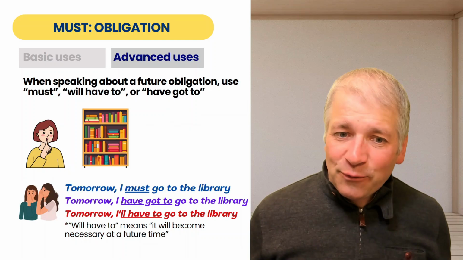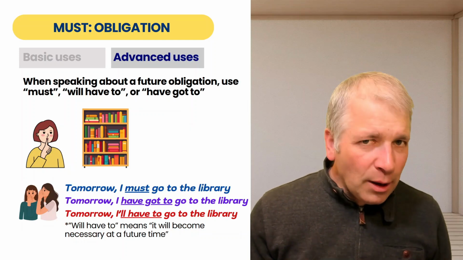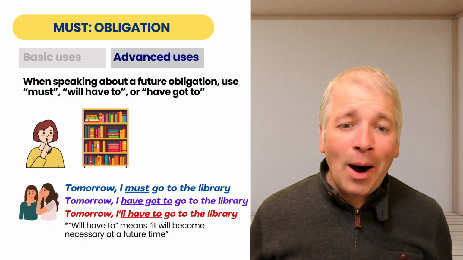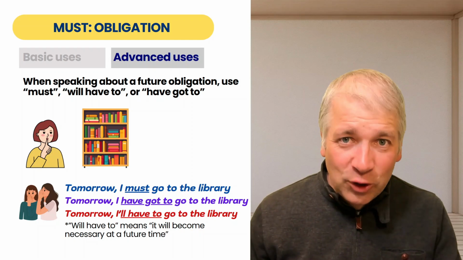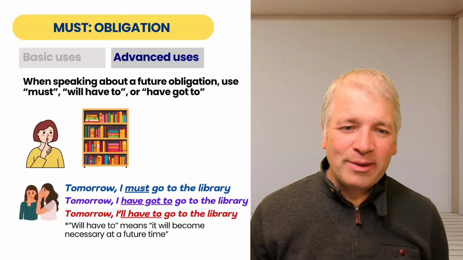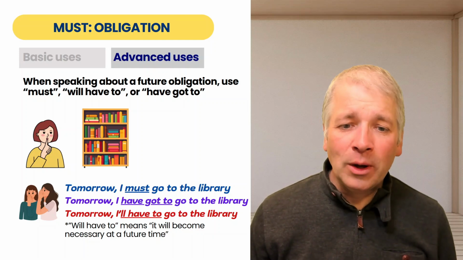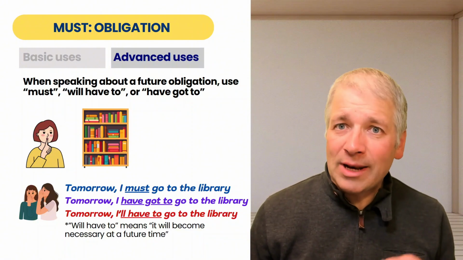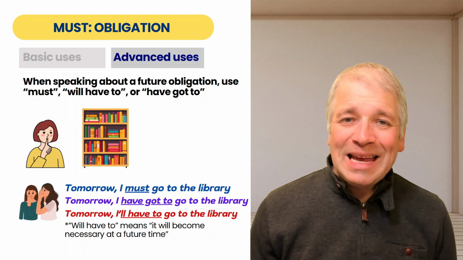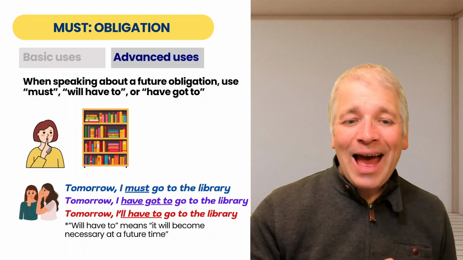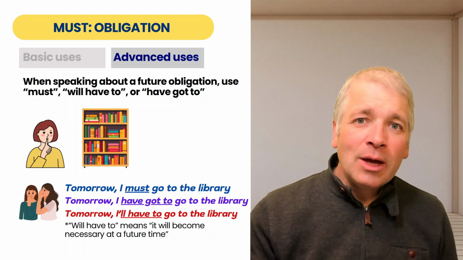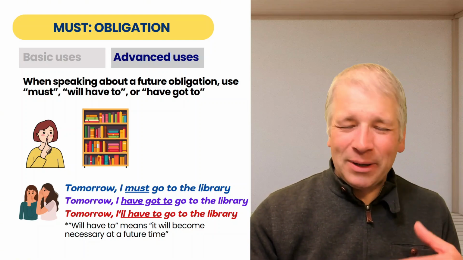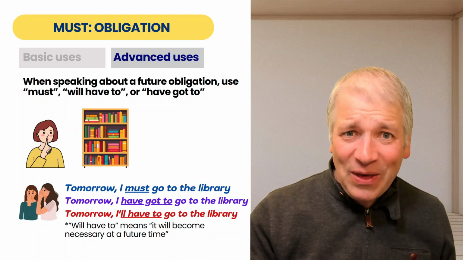When speaking about a future obligation, use must, will have to, or have got to. So tomorrow I must go to the library. That's a future obligation on yourself. Tomorrow I have got to go to the library, or tomorrow I'll have to go to the library. Now, will have to means it will become necessary at a future time. So that's looking into the future where the necessity will come about. But in essence, it means the same thing.